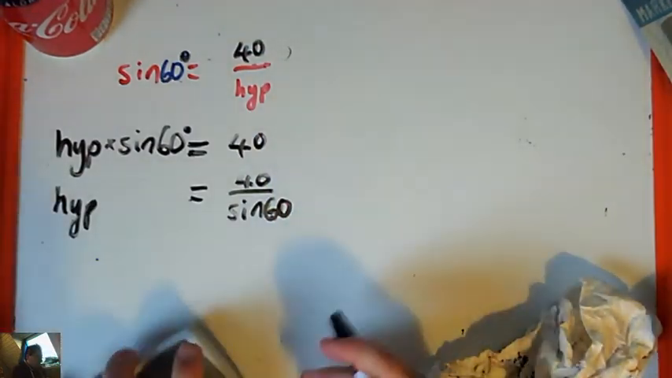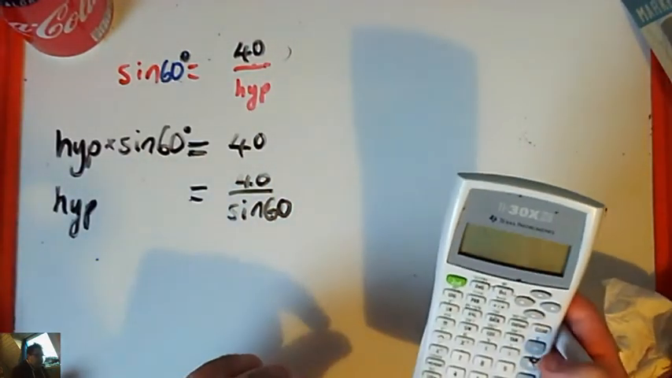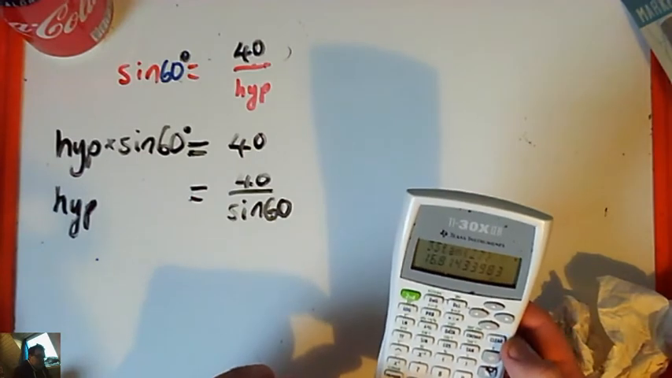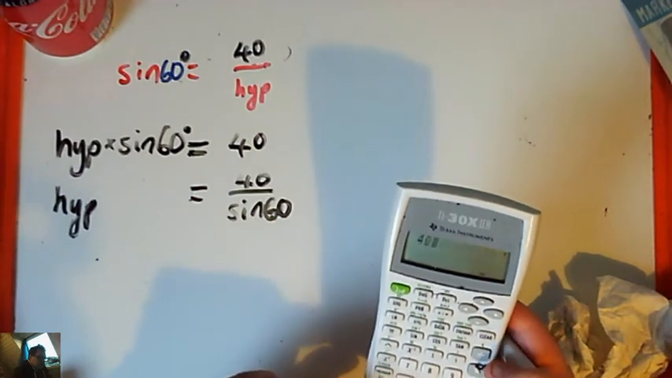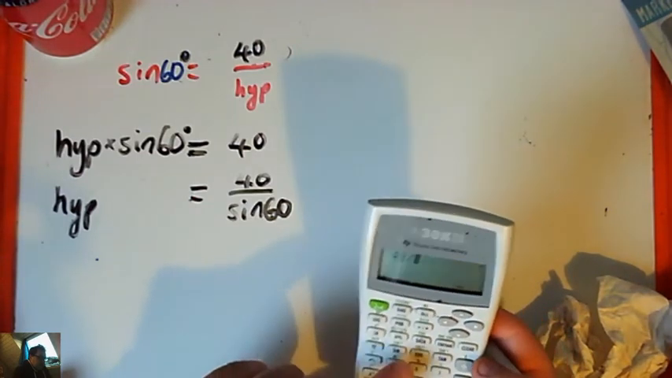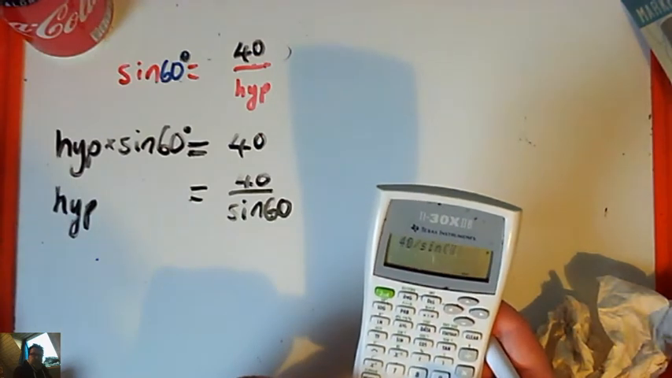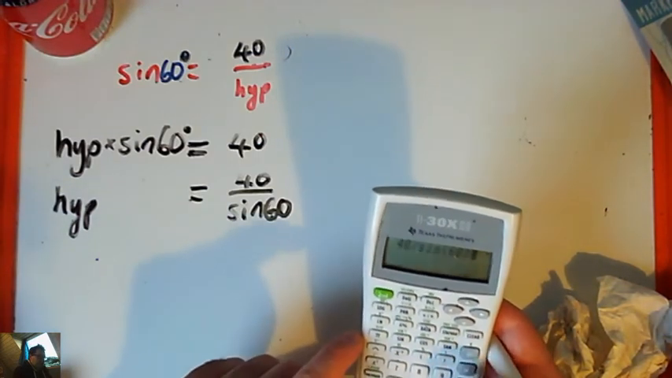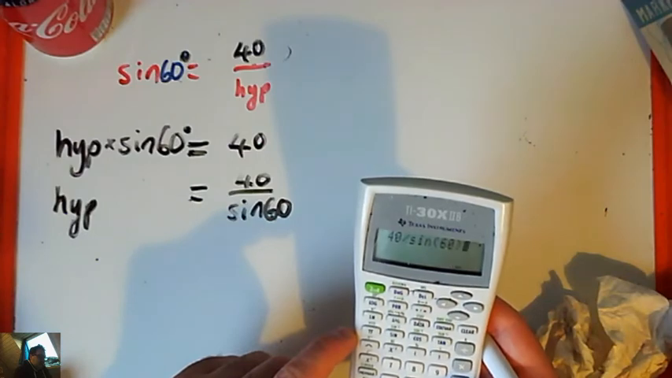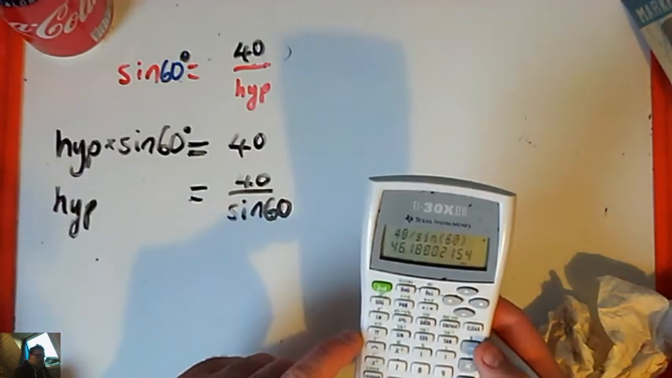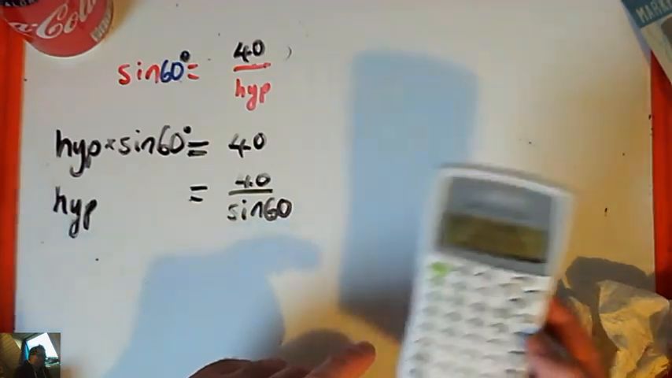Sine 60. Okay, so 40 divided by sine 60. Let's get the calculator on that. 40 divided by sine 60, close brackets, equals 46.1.